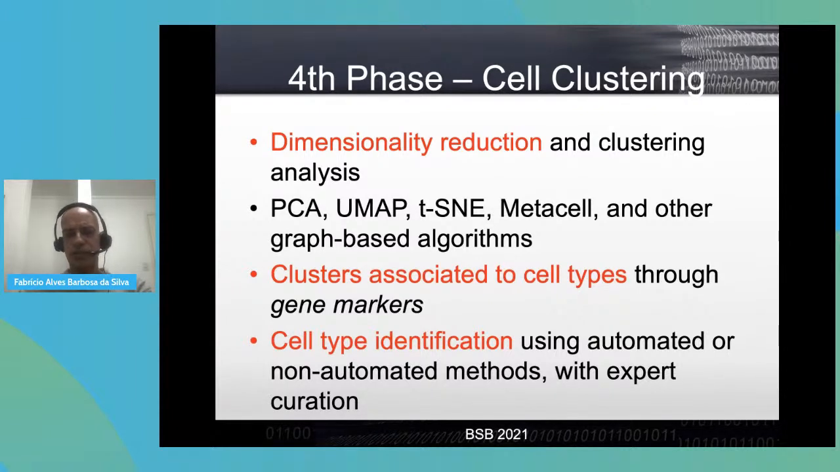And after dimensionality reduction, we do some clustering in order to cluster cells into groups and to associate each cluster with gene markers. Each cluster has some gene markers that will be used for cell type identification. The idea here is to associate a cell type to each cluster. And for that, we can use either automated or non-automated methods, but always with expert curation at the end of the process.